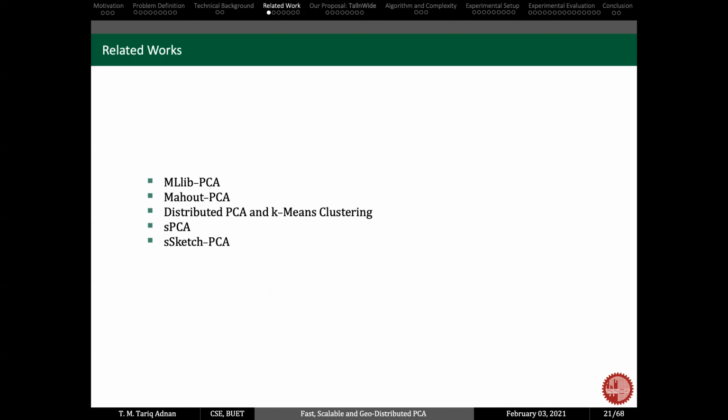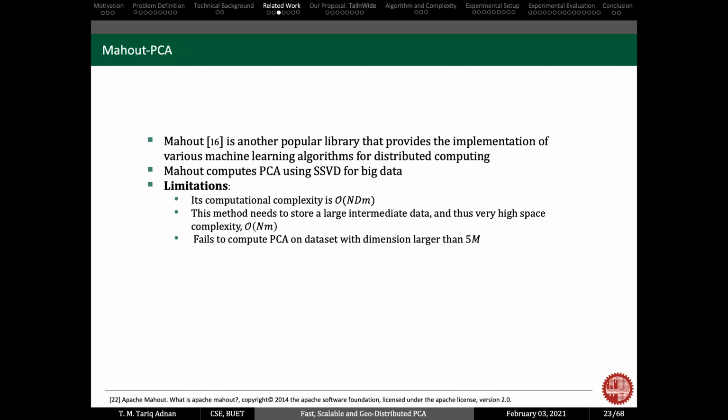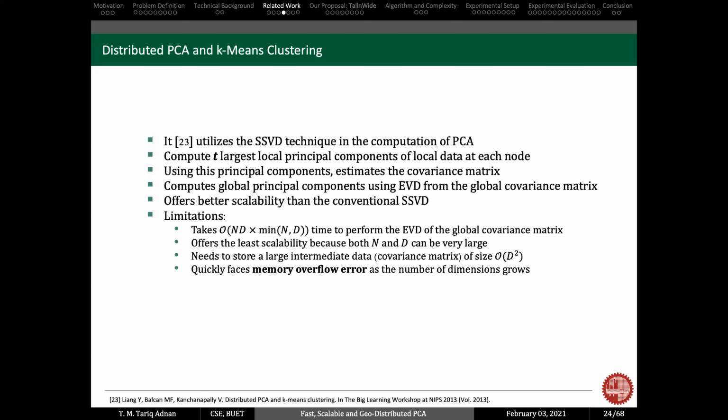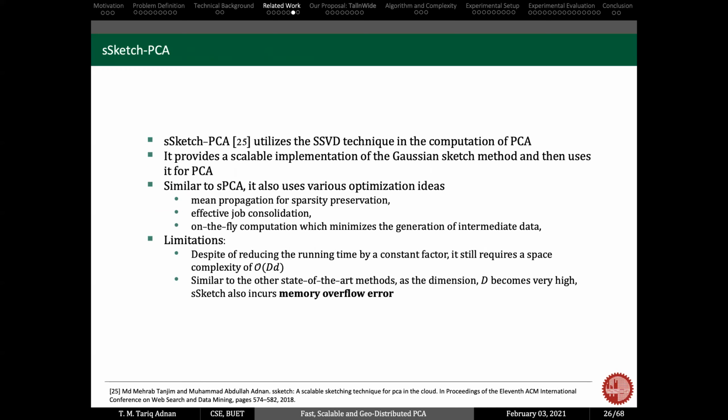Let's have a look at the state-of-the-art methods of PCA. The first one is the MLNet PCA, which is an EVD-based technique. Then the SSVD-based Mahout PCA. The distributed PCA and K-means clustering is a work similar to the MLNet PCA, which computes principal components of the local data first and then estimates the global covariance matrix from them. And eventually, it uses EVD of the global covariance matrix to compute the global principal components. Then the SPCA, which is a PPCA-based approach. And finally, SS-Sketch PCA, which is a very recent work of Dr. Adnan sir, which is more scalable than the previously mentioned methods. However, it fails to cope with the increasing data dimension.